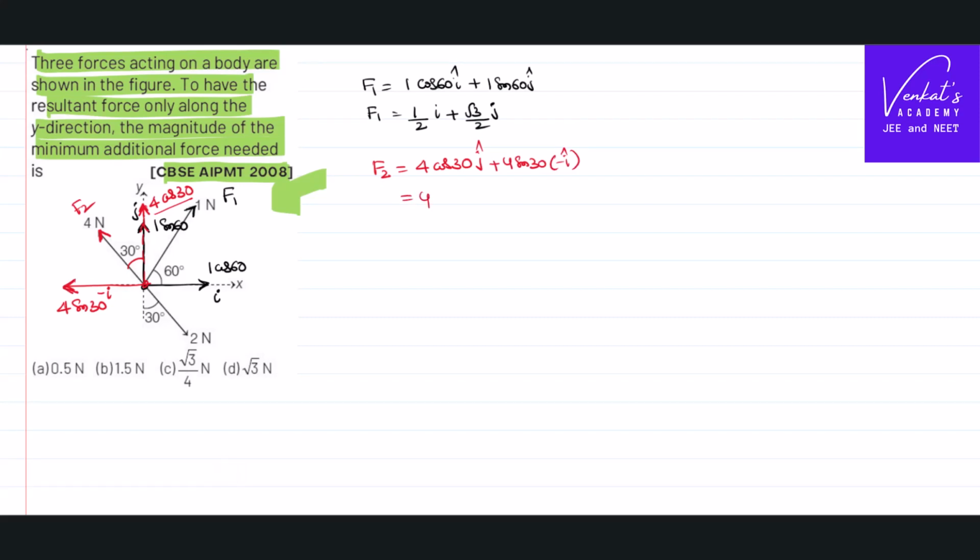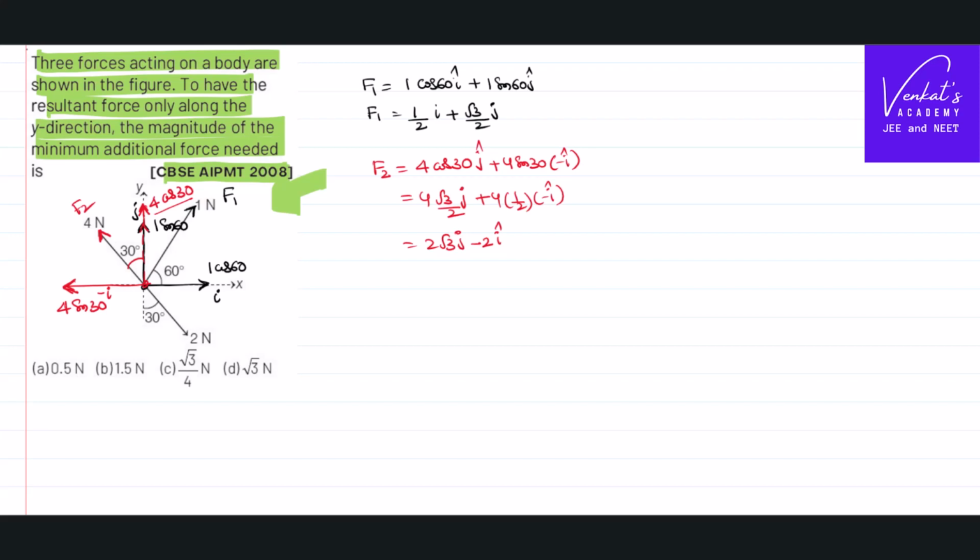So how much is that? 4 cos 30 is root 3 by 2, j cap, plus 4 sin 30 is 1 by 2, minus i cap. So how much is this? 2 root 3 j cap minus 2 i cap. That is F2.